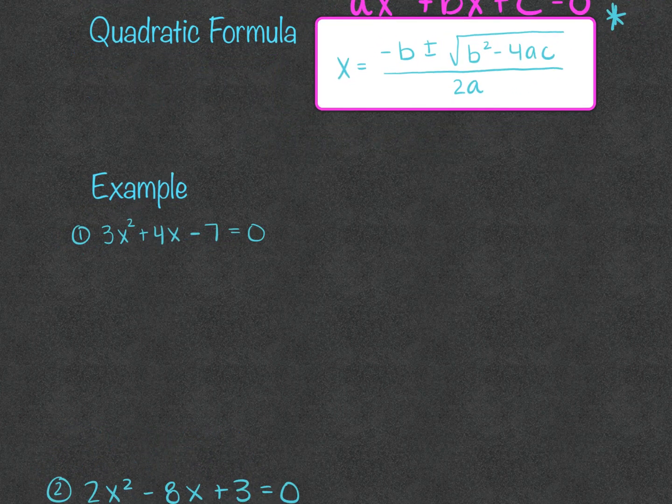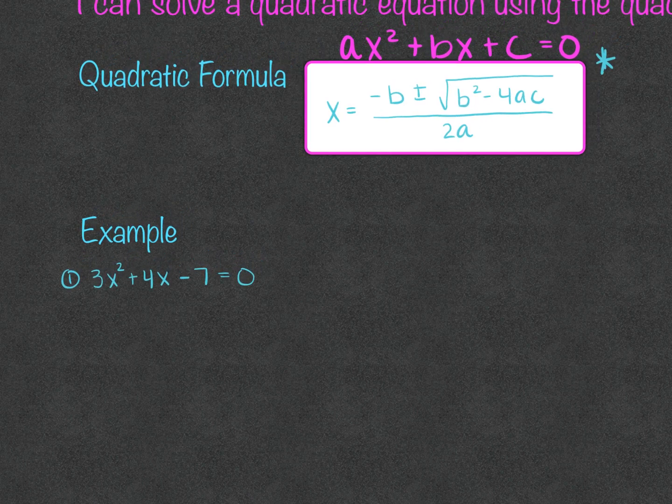So we're going to need to identify our a, b, and c. So your a is always in front of x squared. Your b is in front of x, and then your c is your constant. Okay, your x's are not part of the formula. It's just the 3, 4, and negative 7. Once you figure all of that out, you're using this formula and plugging straight in. Okay, so we're going to have x equals negative b.